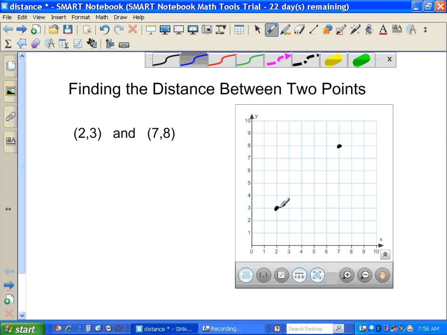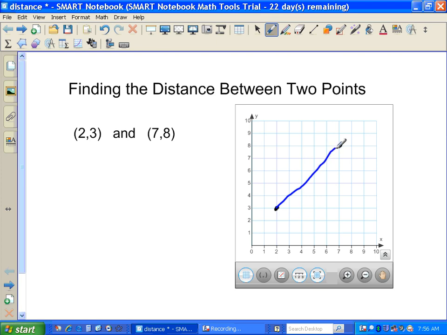So we're looking for the distance between these 2 points. Basically we're looking for the length of that line, roughly. How long is that line? With that in mind, I'm going to write my coordinates down here: 2, 3 and 7, 8. So there's no straight way to get that information.